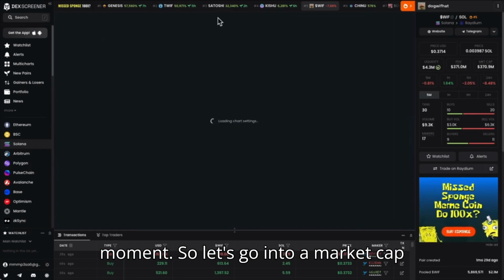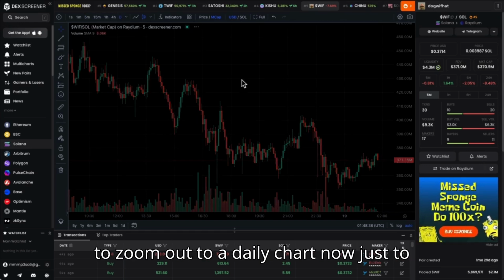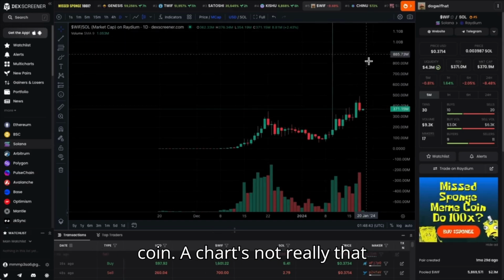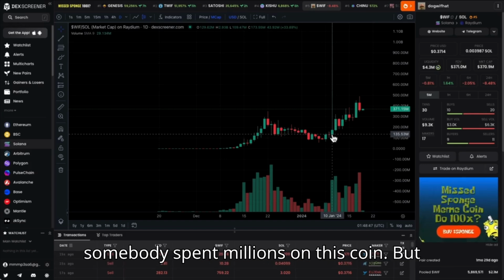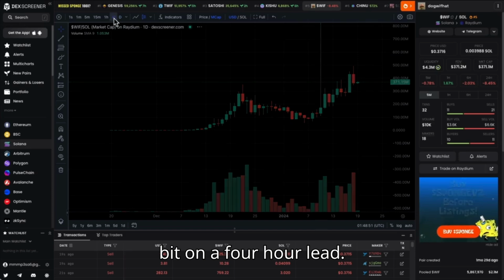So let's go into our market cap graph and discuss this in more detail, and let's zoom out. So we're going to zoom out to a daily chart now just to see everything that's happened with this coin. The chart's not really that nice because of this crazy buy where somebody spent millions on this coin. But anyway, let's zoom out a little bit on a 4-hourly.